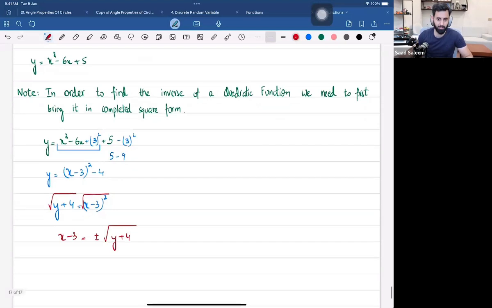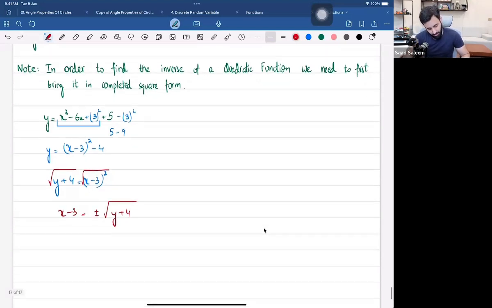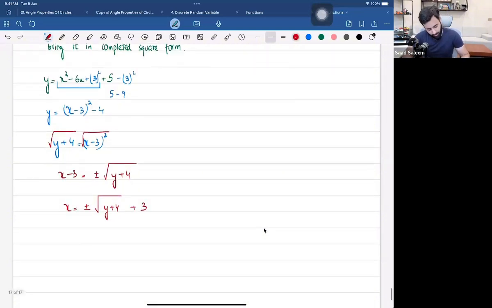Okay, what do we have? We have a plus minus square root of y plus 4, which means if I make x the subject, we have plus minus square root of y plus 4, plus 3. Then if we do the final step, f inverse of x now becomes, I'm just going to change the order slightly, 3 plus minus square root of x plus 4. You can also write it as plus minus square root of x plus 4, plus 3. That's fine. But this is what we end up with.